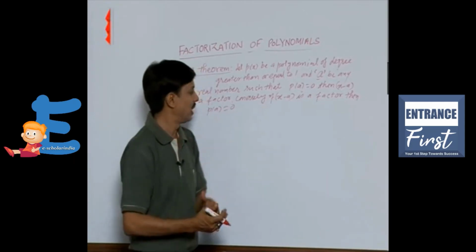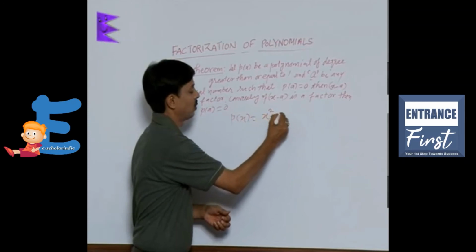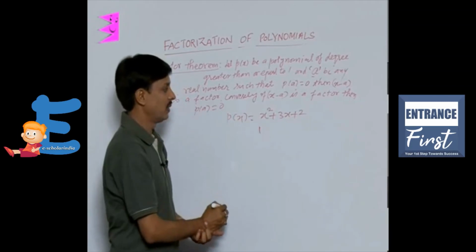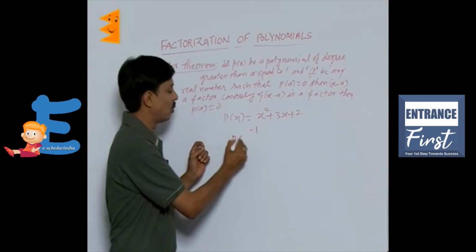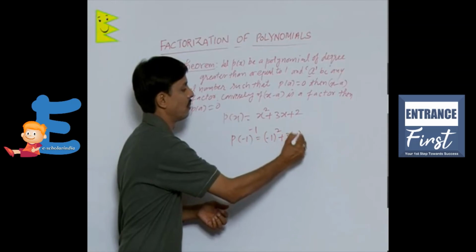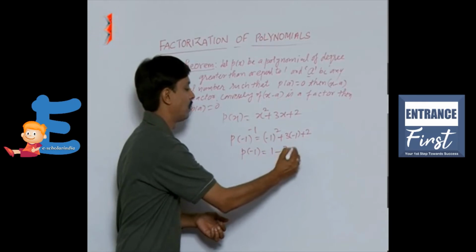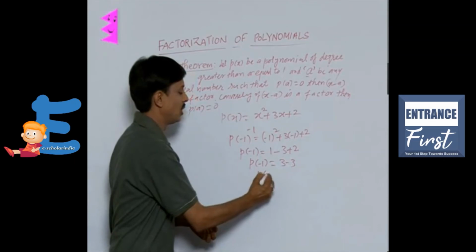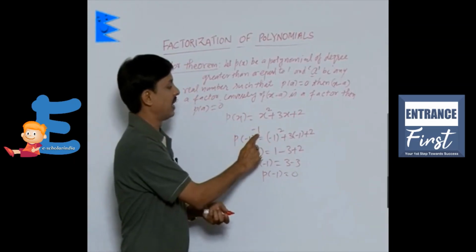How will I apply it? I am taking an example. Suppose p of x is any polynomial, that is x square plus 3x plus 2. And 1 is any number, I can take minus 1 as a number. So if I ask you what is p of minus 1, you say it is minus 1 whole square plus 3 into minus 1 plus 2. So the answer of p of minus 1 becomes 1 minus 3 plus 2. The answer of p of minus 1 becomes what? 3 minus 3. P of minus 1 becomes 0. So a's role is being played by minus 1.